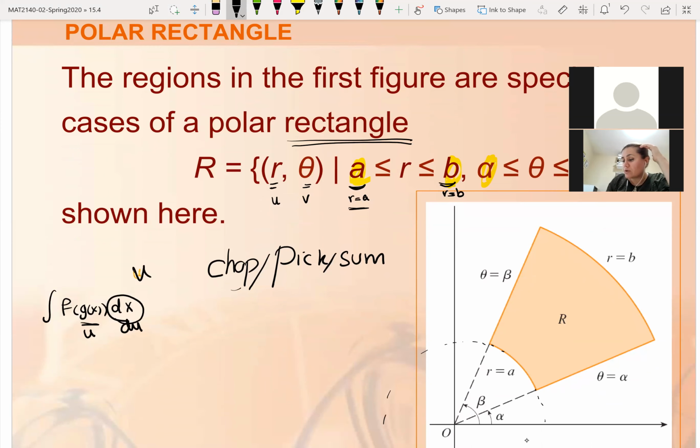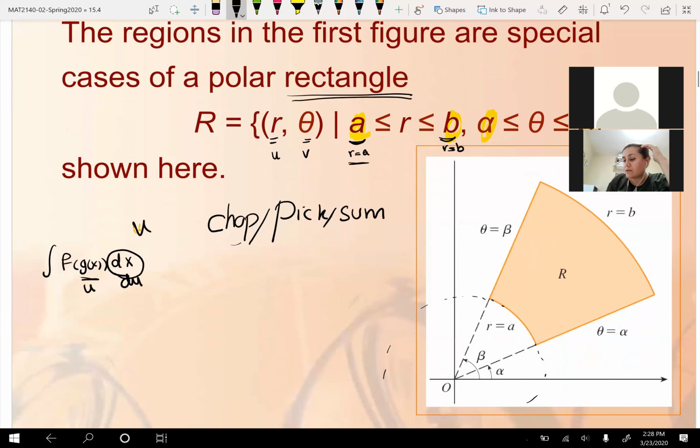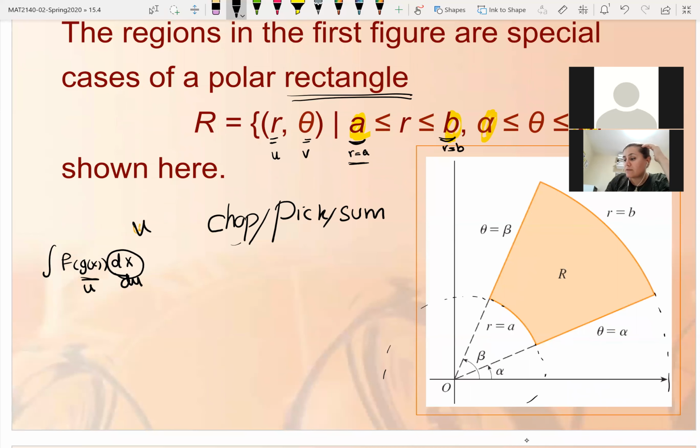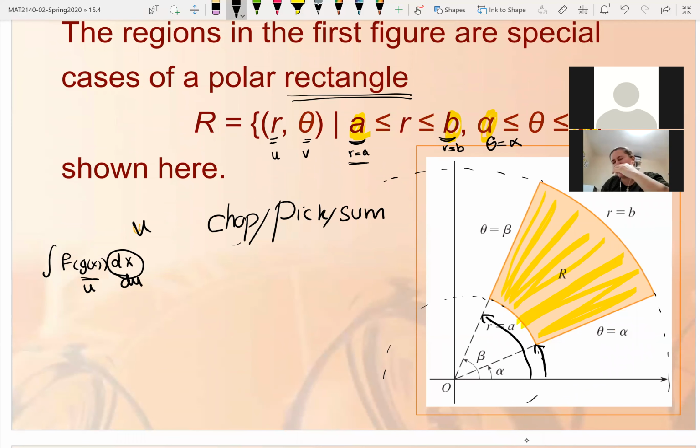Okay, so we just don't have the entire one. So this is one circle with the radius of a, and this is one circle with the radius of b. So this is just really r between a and b. And then when we say the angle is starting from alpha and ending by beta, it means you're starting from here, which is alpha, and ending by here, which is beta. Okay, so that's just really a rectangular region in the polar system.